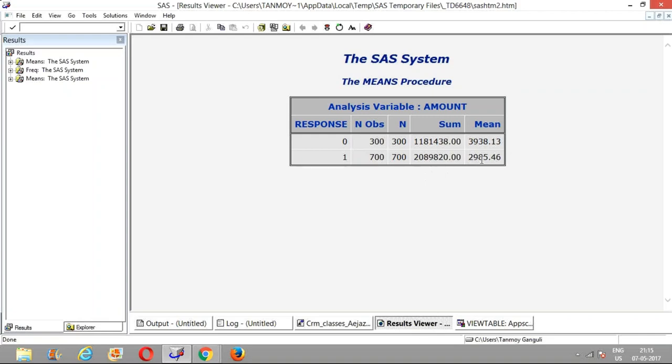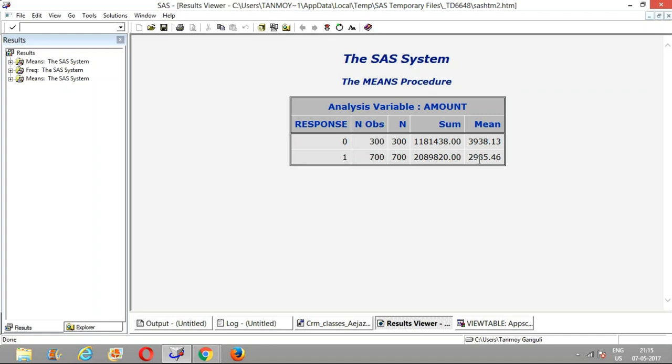than in the goods segment. So on an average, if I compare the balances that have been lent out to the response equals 0 versus the response equals 1, what I see is that the response equal to 0 on an average holds a higher balance compared to the response equals 1.